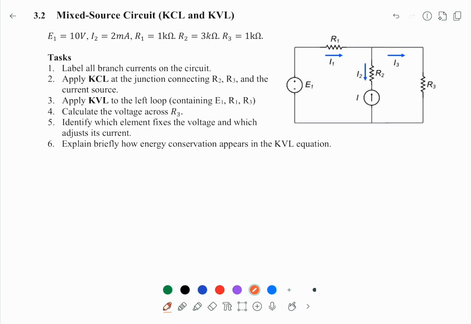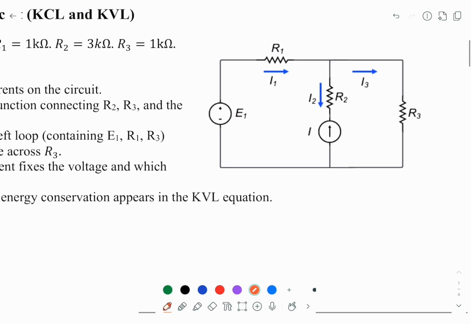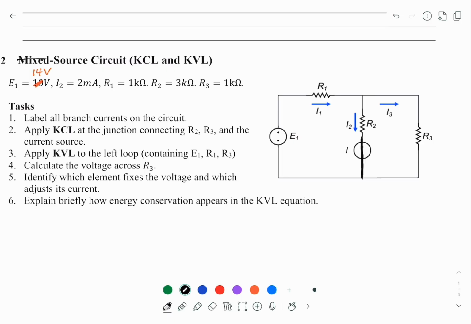Let's look at a simple application of the KCL and KVL method. First, my apology. I have to modify this question a little bit. First, E1 will become 14 volt. Next, we'll remove the current source. It means we will connect this one here without the current source. So this is not a mixed source. It only has a voltage source.